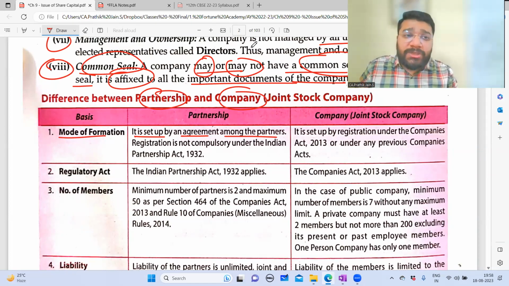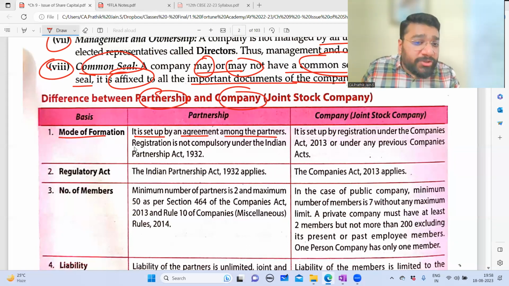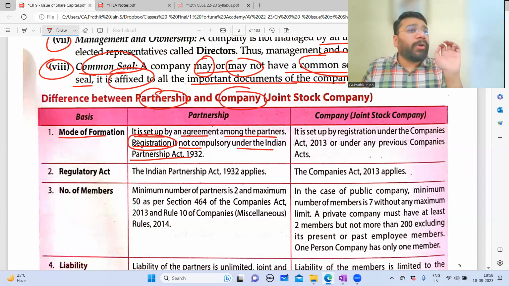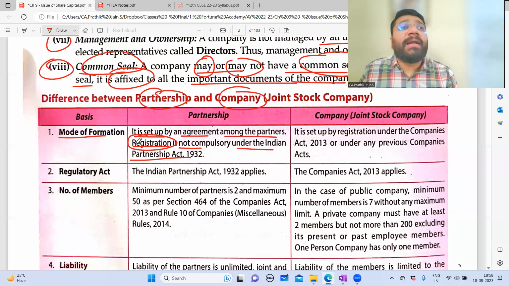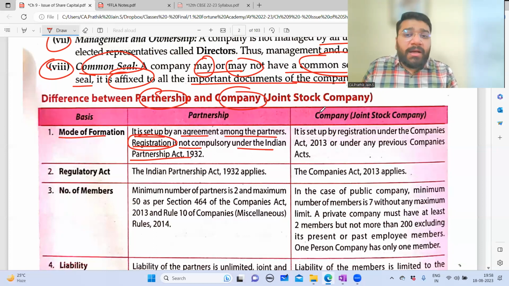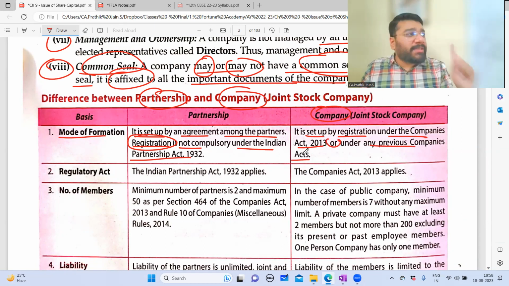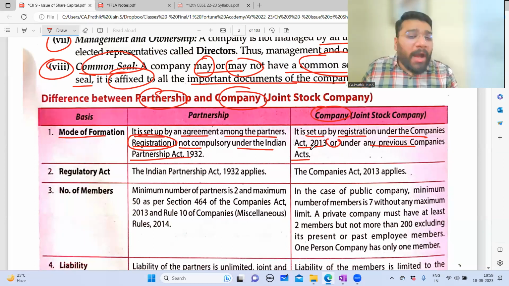Second point: is registration compulsory in partnership? In a partnership, is it compulsory to register the deed with the government? No. Registration is not compulsory under the Indian Partnership Act 1932. When I talk about registration, I mean registering with the government authorities. Whereas a company is set up by registration under the Companies Act 2013 or any previous Companies Act. It comes into existence only if you follow the step-by-step procedure laid down by the Companies Act 1956 or Companies Act 2013.